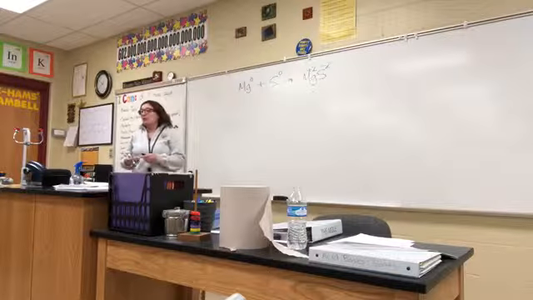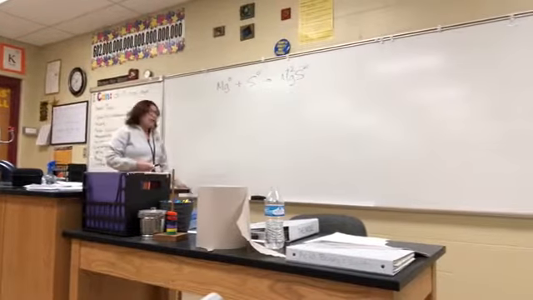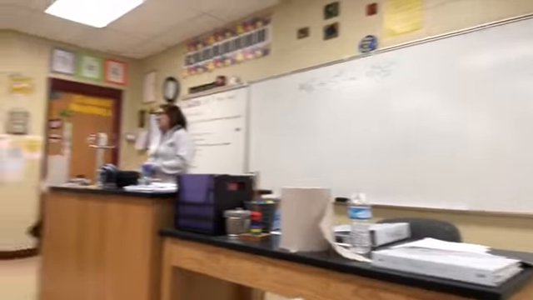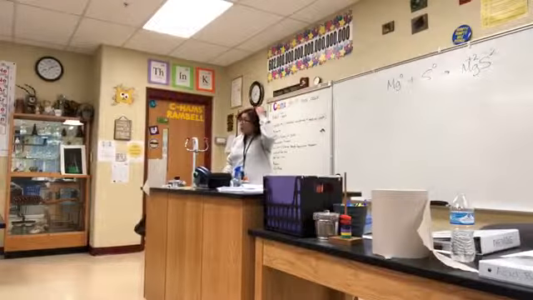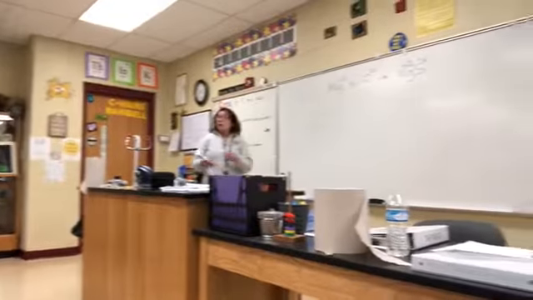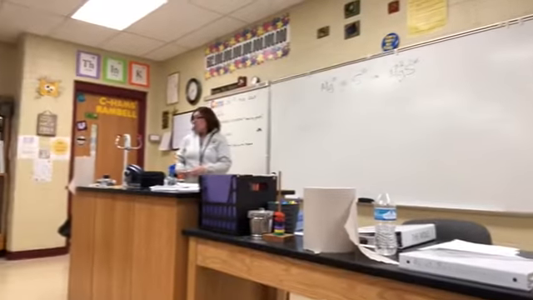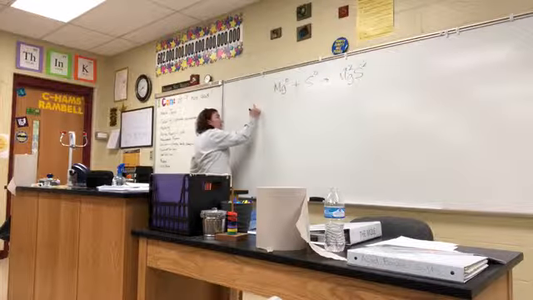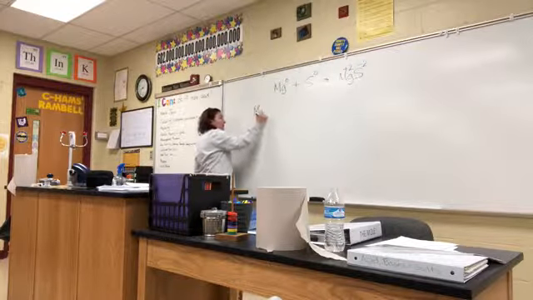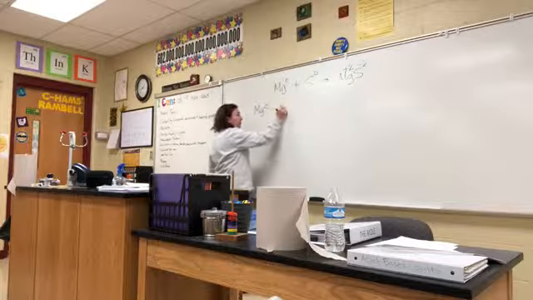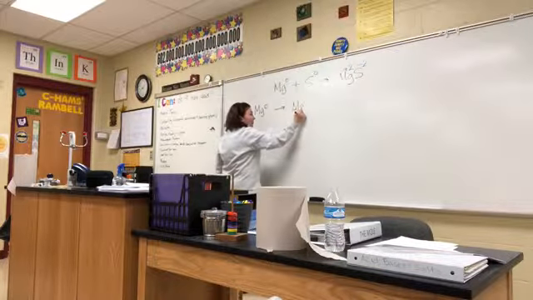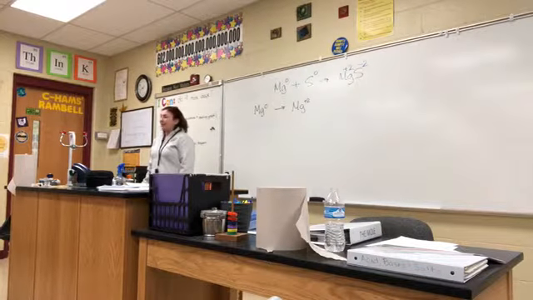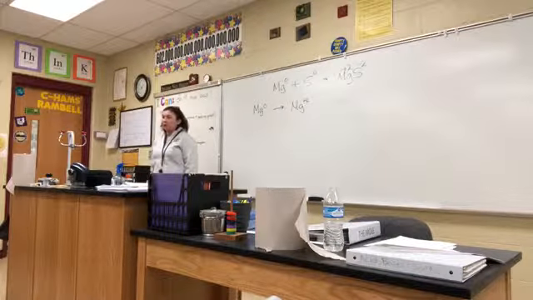So now what we have to do is figure out which one's being oxidized, which one's being reduced, which one's the oxidizing agent, which is the reducing agent. And the way you do that is we do half equations. Okay? So magnesium is going from Mg 0 to Mg plus 2. Does it mean it's losing electrons or gaining electrons by going from 0 to plus 2?